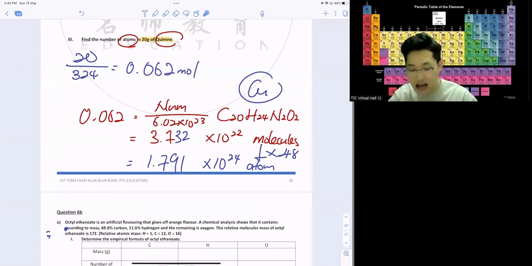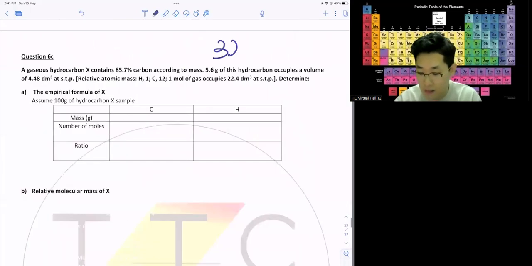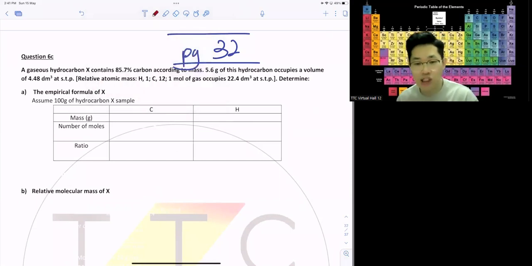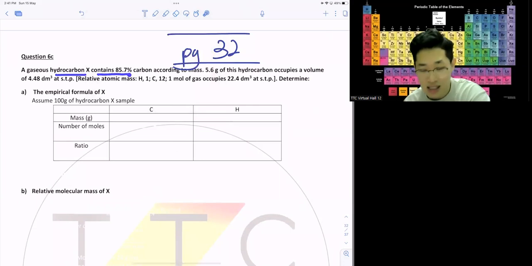Then there's one last question I want to do. Page 32. Page 32. This is a slightly harder question. So hydrocarbon X contains 85.7% of carbon according to mass. 5.6 grams of this hydrocarbon occupy a volume of 4.48 dm cubed.